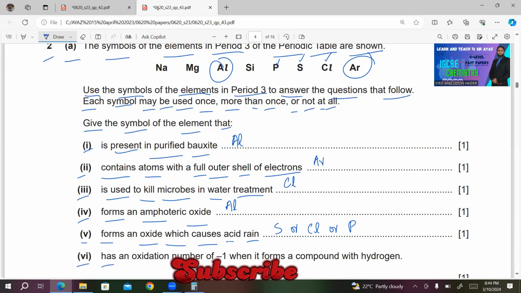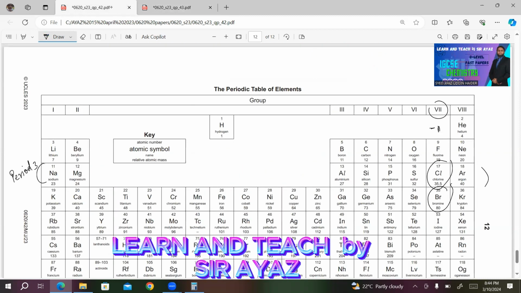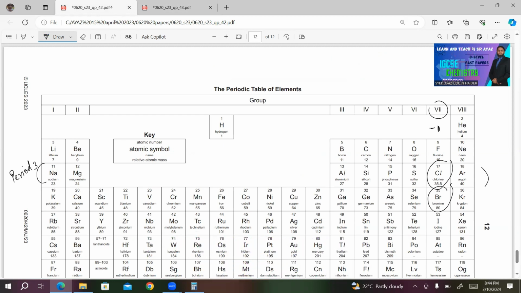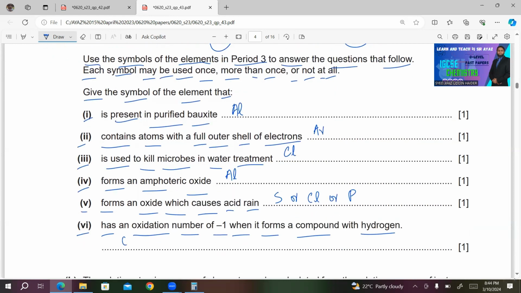Number 6 has an oxidation number of -1 when it forms a compound with hydrogen. So look at the position of all these. We have only one element in group 7 which has an oxidation state of -1 when it forms a compound with hydrogen. The compound will be HCl, so automatically the answer will be Cl for this part.